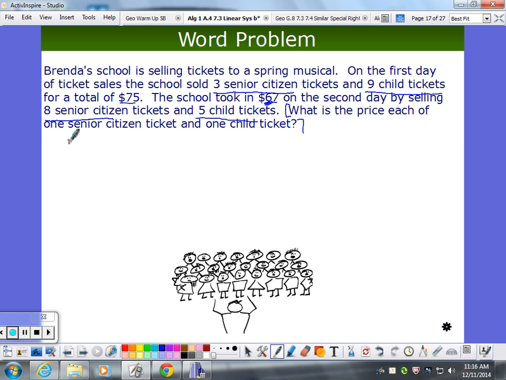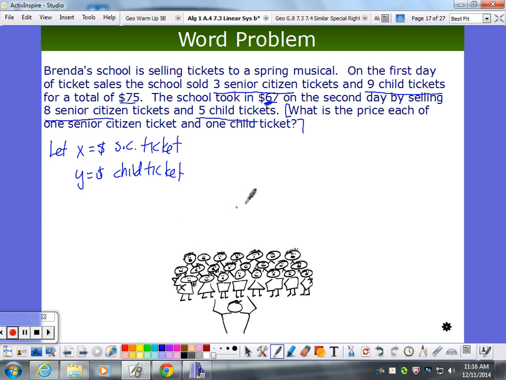The first thing you have to do is define your variables. What do they want me to know? The price of a senior citizen ticket. I'll make that X. And I'm going to let Y be the price of the child ticket. These are the things they want me to find. This little statement is actually important. It's really going to help you organize your thoughts, so don't skip this let statement. Let X equal the price of a senior citizen ticket, and let Y equal the price of a child ticket.